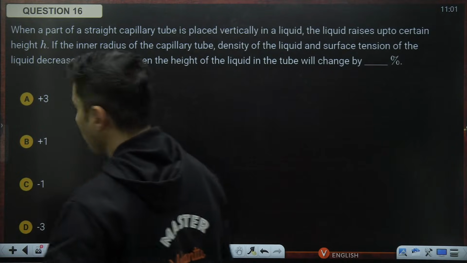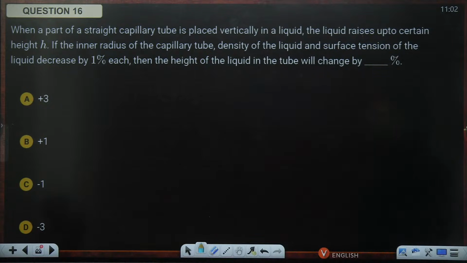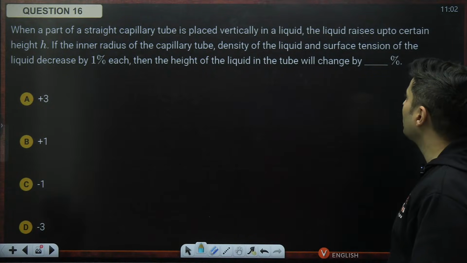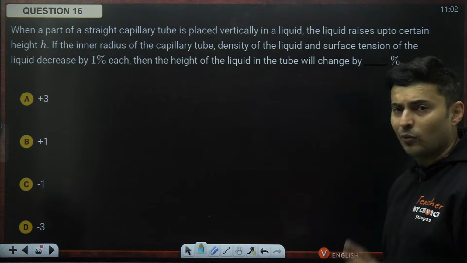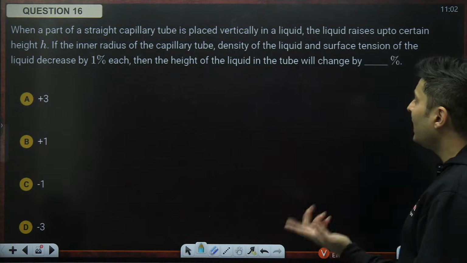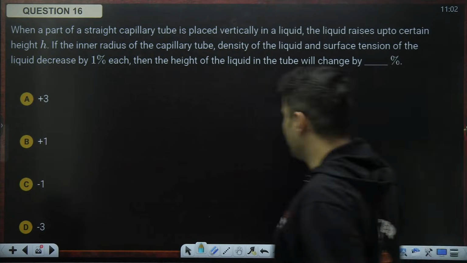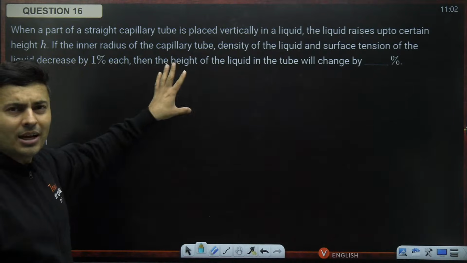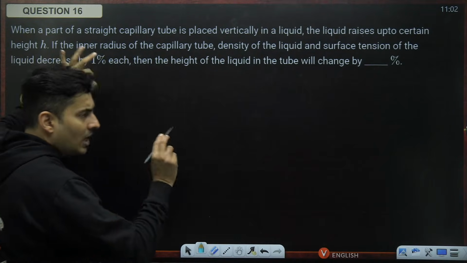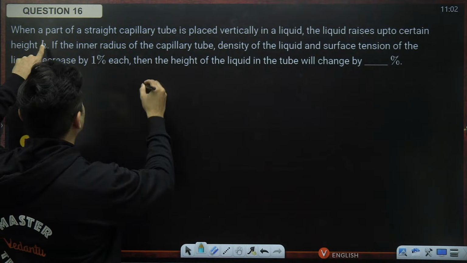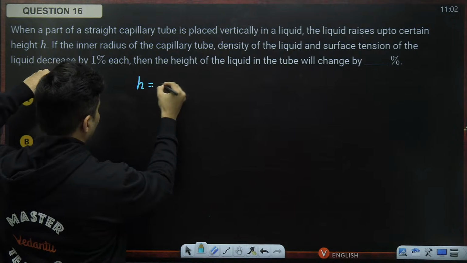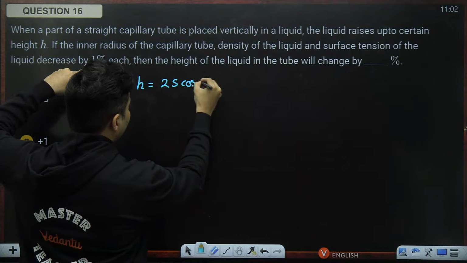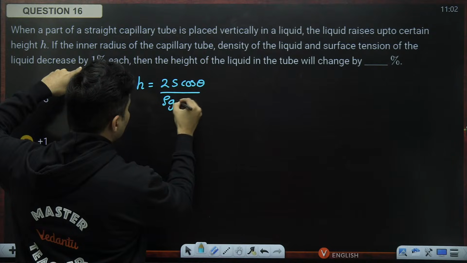And here it is. It says, when a part of a capillary tube is placed vertically in a liquid, the liquid rises up to a certain height. If the inner radius, density, and surface tension increase by 1% each, then the height of the liquid in the tube will change by how much? This was a good question, otherwise simple, because there is a chance of a silly mistake, and I want to highlight that. See, guys, the height is given by 2S cos theta by rho g r.